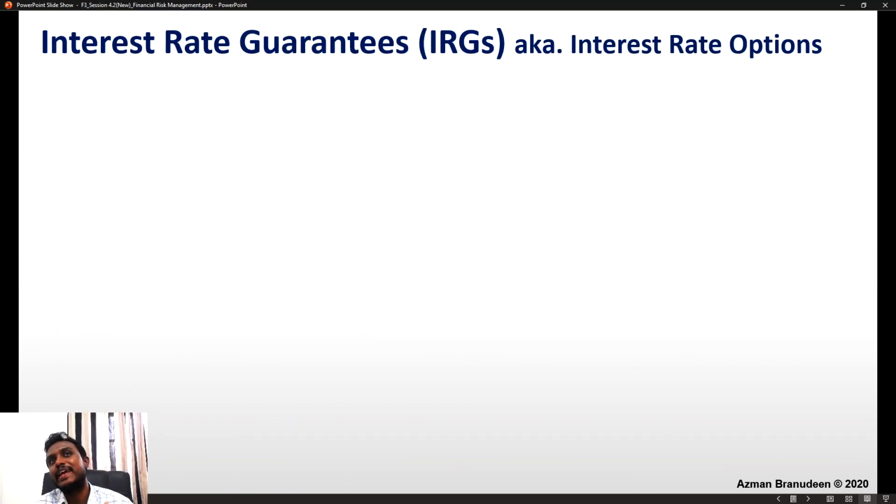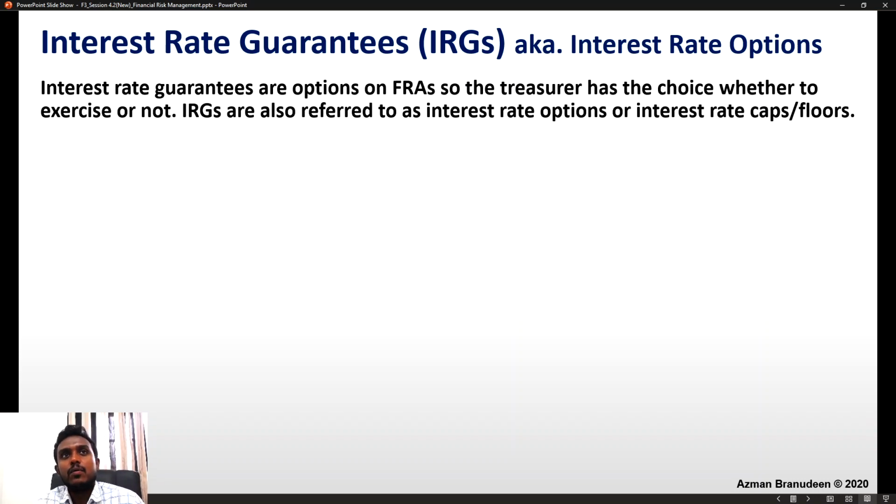So that brings me to interest rate guarantees, also generally known as interest rate options. Now, interest rate guarantees are options on FRAs, forward rate agreements, but you can also have interest rate options on futures. They have a similar nature, but you will notice that in that similarity itself, you have an exchange traded instrument right here.